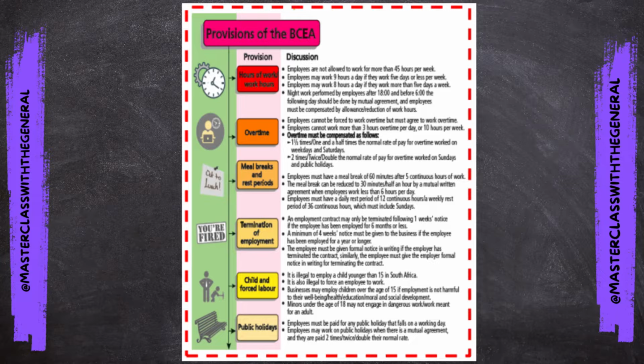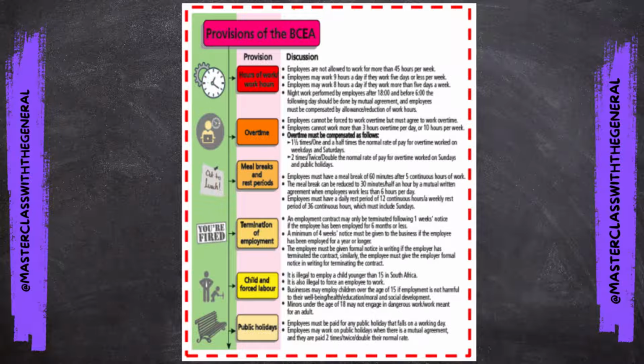Businesses may employ children over the age of 15 if employment is not harmful to their well-being, health, education, moral, and social development. Minors under the age of 18 may not engage in dangerous work or work meant for adults, which means if the business employs somebody who's between 15 and 18, it is allowed, but they cannot give them work which is for an adult.